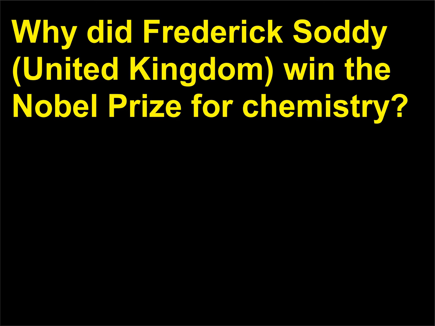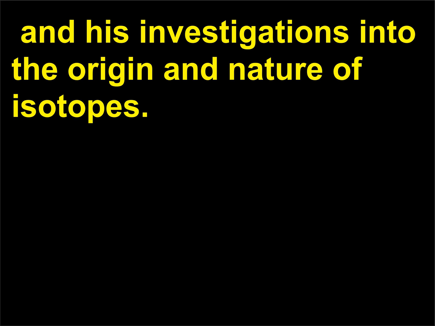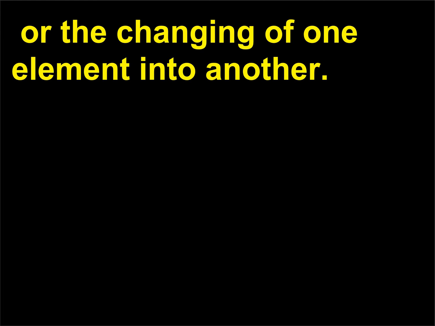Why did Frederick Soddy, United Kingdom, win the Nobel Prize for Chemistry? For his contributions to our knowledge of the chemistry of radioactive substances, and his investigations into the origin and nature of isotopes. Soddy, an English chemist, correctly explained that radioactivity of elements was due to their transmutation, or the changing of one element into another. Specifically, he demonstrated that uranium changes into radium.